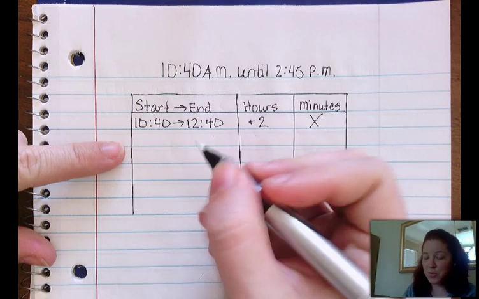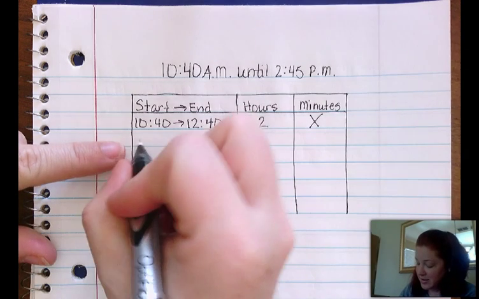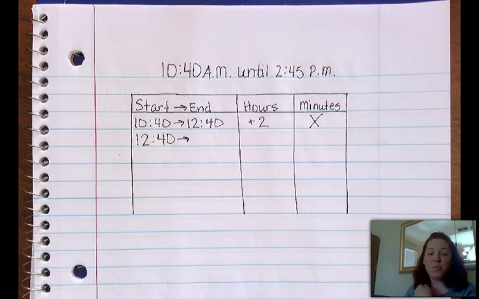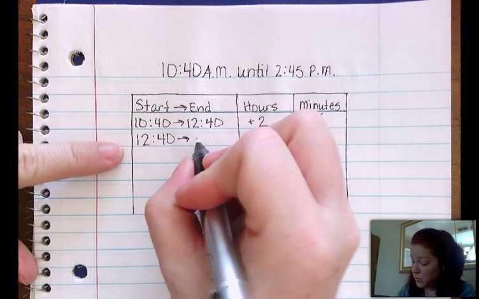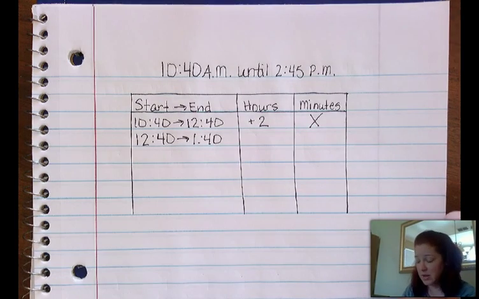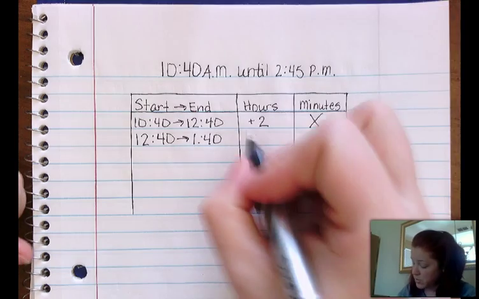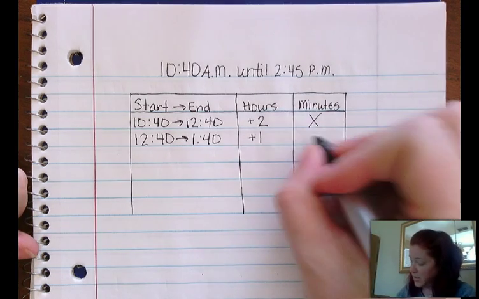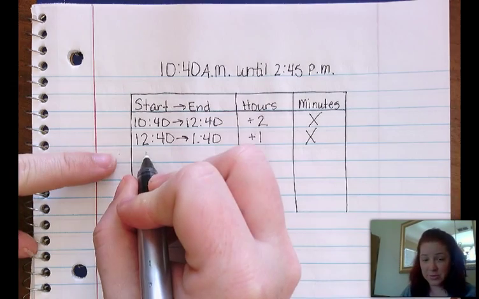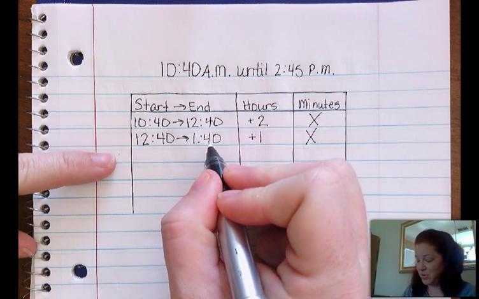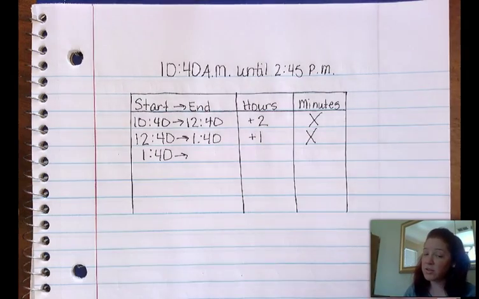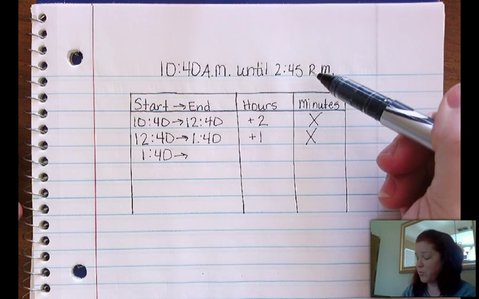Now, in the next one, we're going to start where we ended at 12:40. Now, where can we go from there? Well, we can do 1:40. And that is, how many hours beyond that? Well, we've gone 1 hour. So we can again count up 1 hour. Again, no minutes, so X that out. Again, the next row starts where we ended in the previous row. 1:40. And again, we keep on counting as long as we're not overlapping where we end.